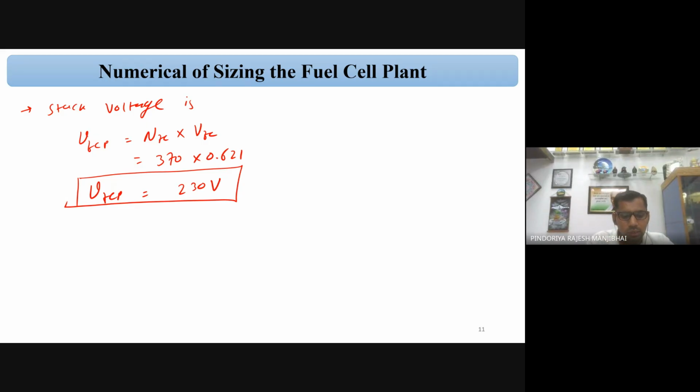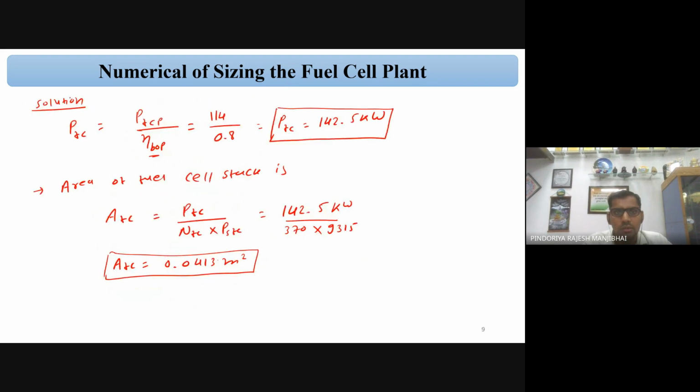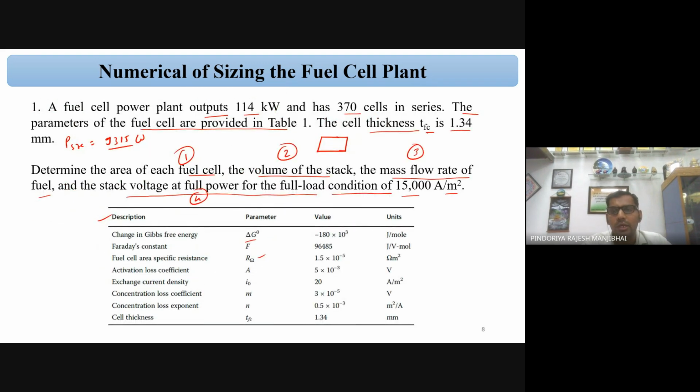Correct? So is there any confusion for this numerical? We have certain parameters of the fuel cell, as well as detailed parameters of the current density and every parameter. So we have to find out the fuel cell area of each fuel cell, volume of the stack, mass flow rate of the hydrogen, and stack voltage at the full load condition. Is there any confusion, any query for this numerical? Because numericals are most important for this subject as well as for understanding.